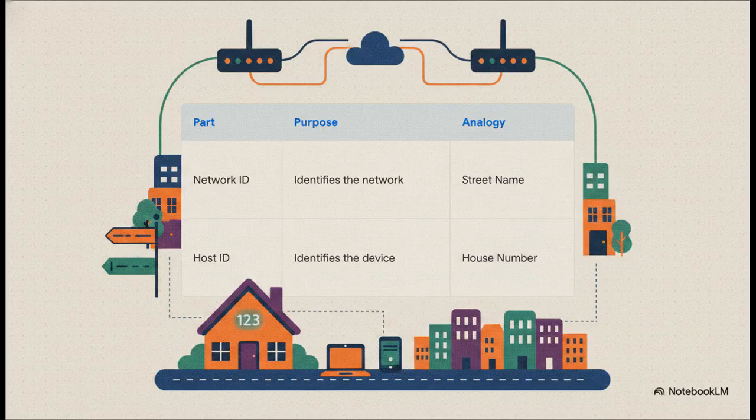An IP address is also made of two parts, and the analogy is super simple. Think of your home address. The first part, the network ID, that's like your street name. It identifies the local network your device is on. The second part, the host ID, that's your house number. It pinpoints your exact device on that street.